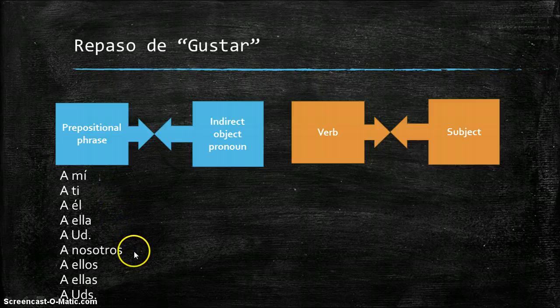There's a nosotros. I could also say a ti y a mí. That actually means a nosotros. If I say to you and to me, that means to us. So a nosotros, a ellos, a ellas, a ustedes.